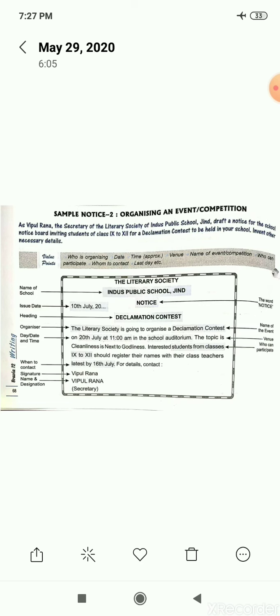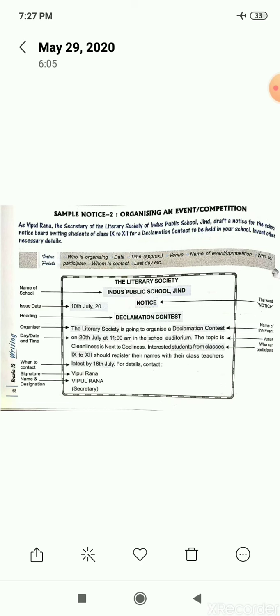See children, whenever an event is organized, at least 10 or 15 days prior to that event, it is announced, right? See, they have scheduled the event on 20th of July and they are providing the information on 10th of July, 10 days prior. So this should be synchronized very carefully. Don't write it in a careless manner, writing that the event is on 20th July and you are writing the date 5th June, or the date 15th or 18th of July, right?